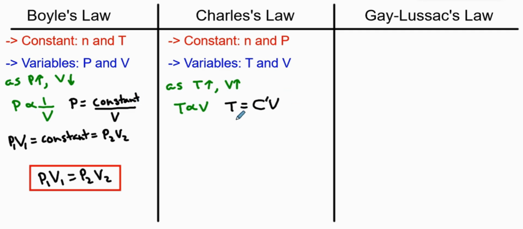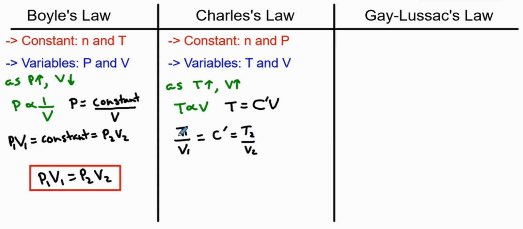But similarly, let's put our two variables on the same side of the equation. So now I can say, well, T divided by V is equal to this constant, right? But also like before, this is going to be true for any temperature volume pair at that specific number of moles and pressure. So this could be my initial conditions, but it will also be equal to final conditions.